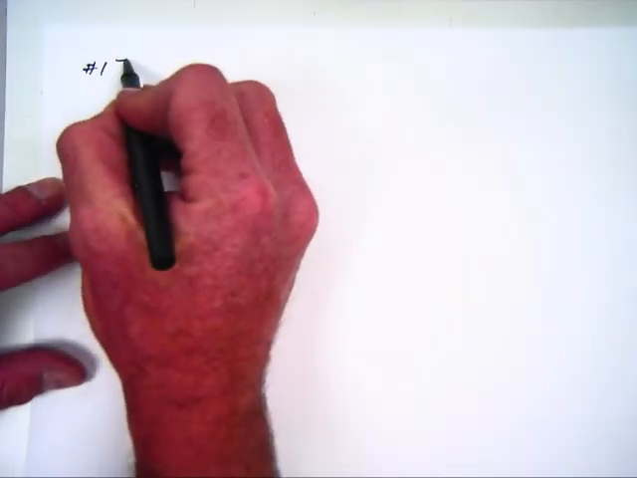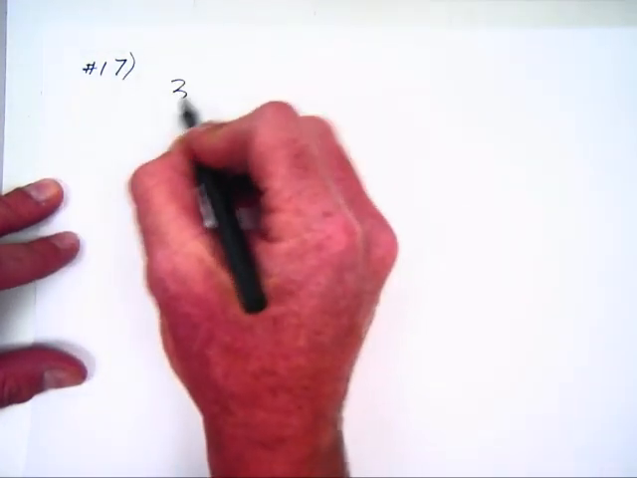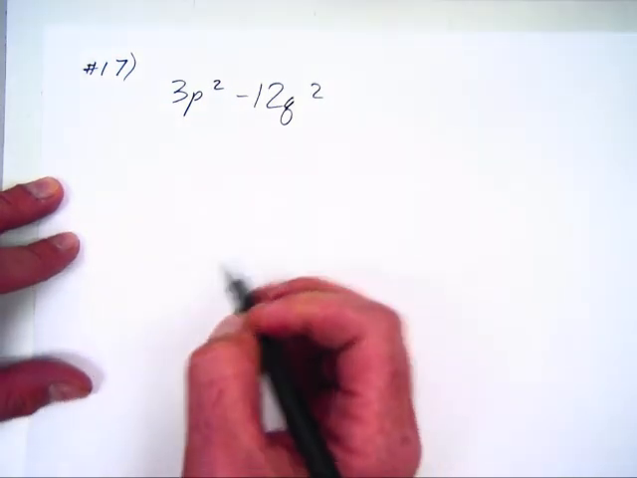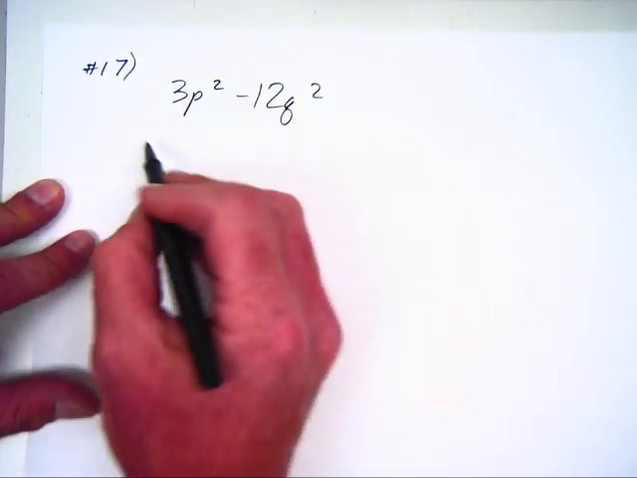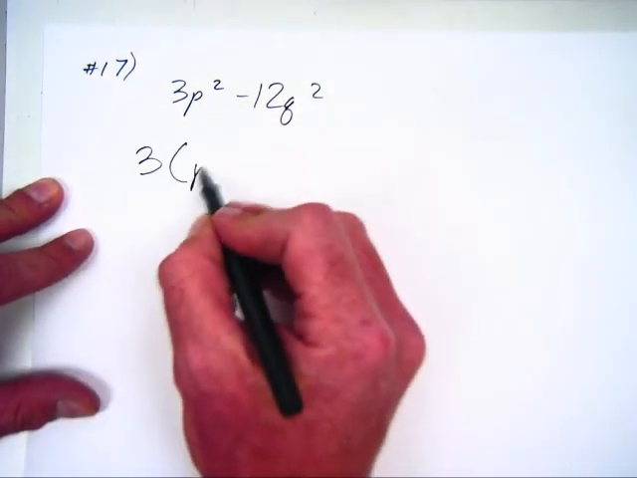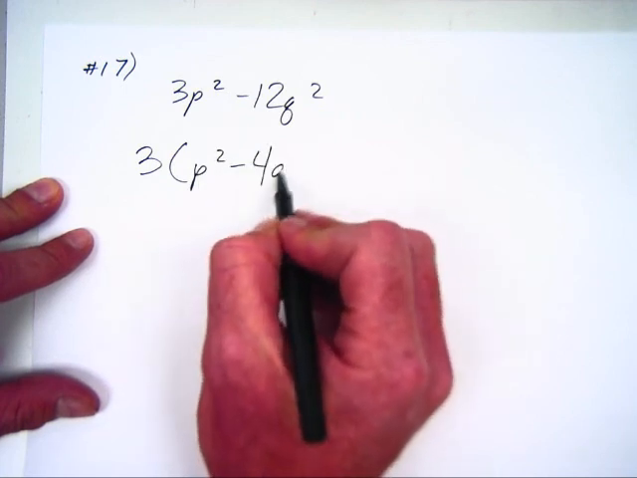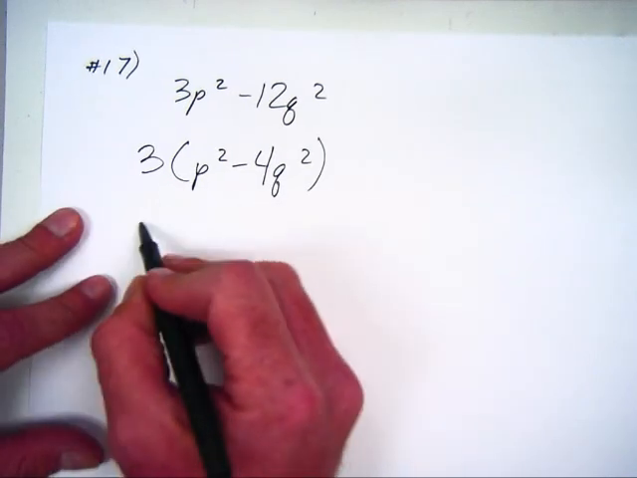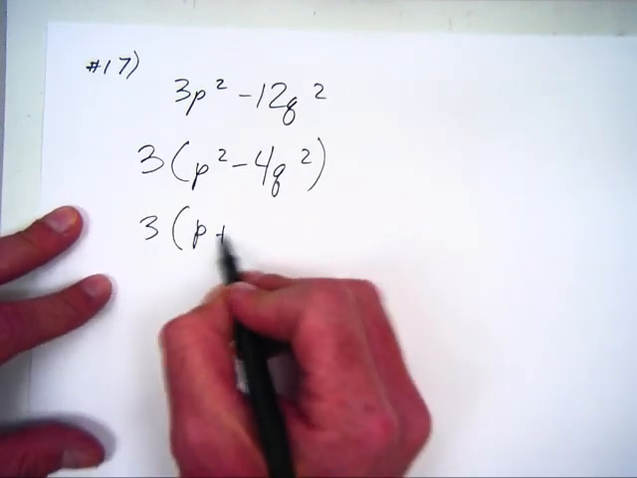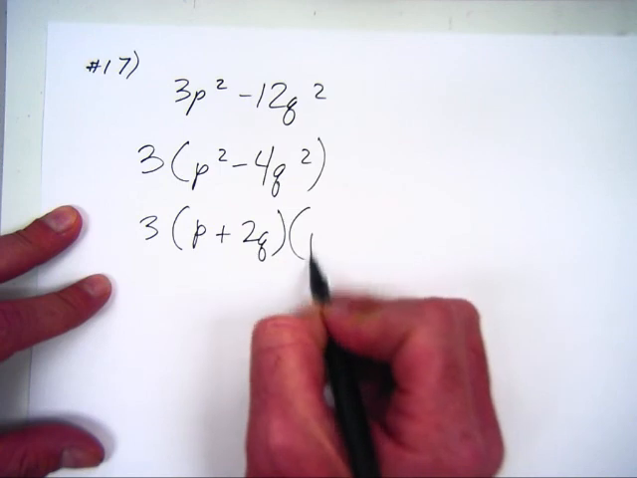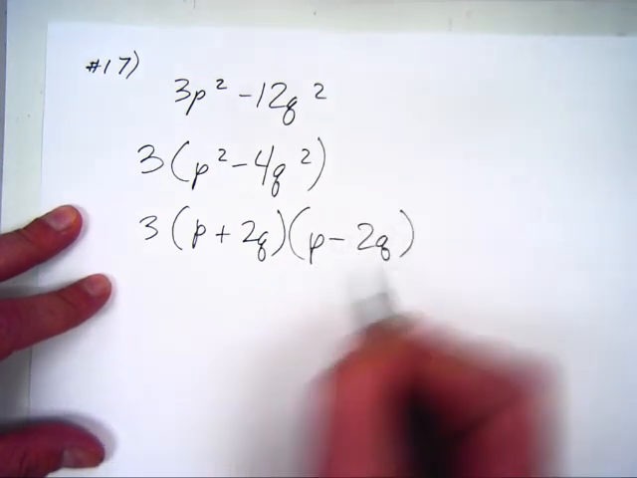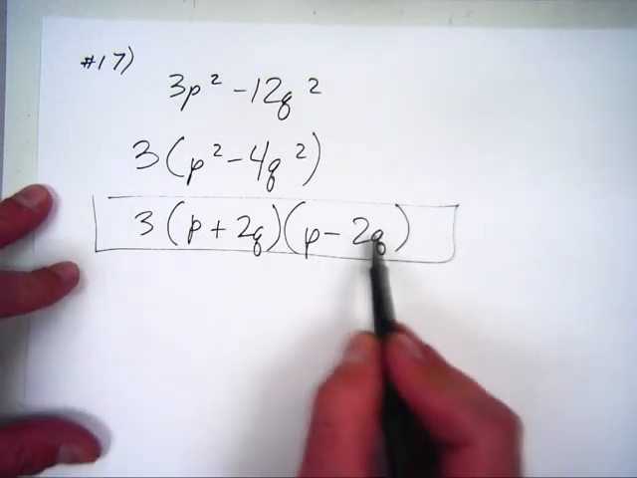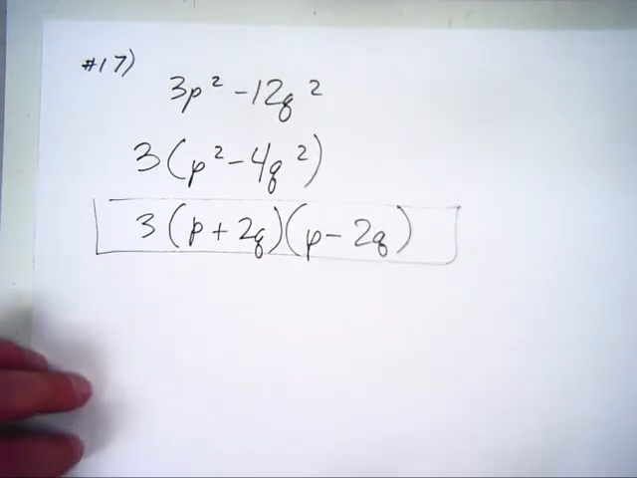Number 17, we got 3p squared minus 12q squared. This is going to be very difficult to do if we do not GCF out that 3. Now we have p squared minus 4q squared. This is a pretty simple difference of two perfect squares. We have the 3, it's p plus 2q, p minus 2q. This is our final answer. There's nothing else we can do. Binomials don't have any perfect squares to them. There's nothing else we can do on that.